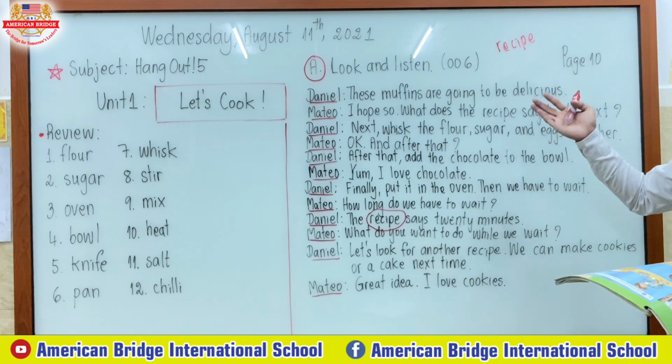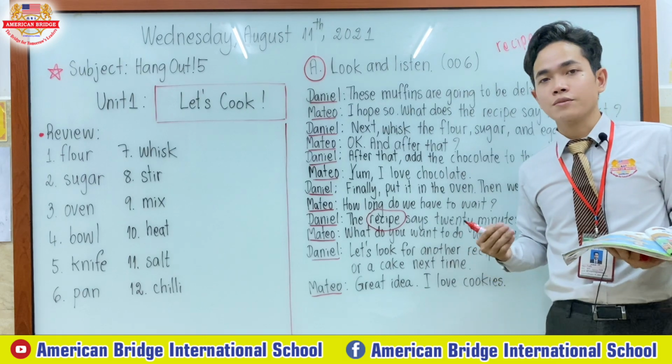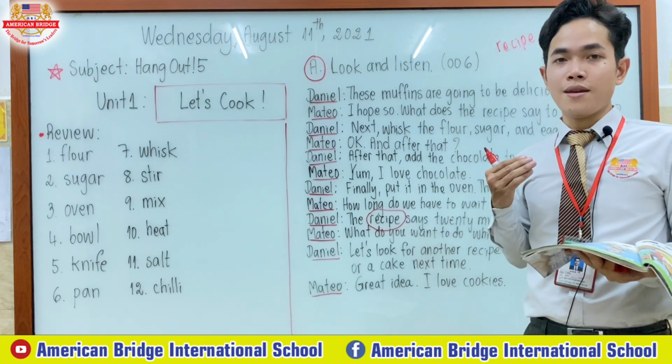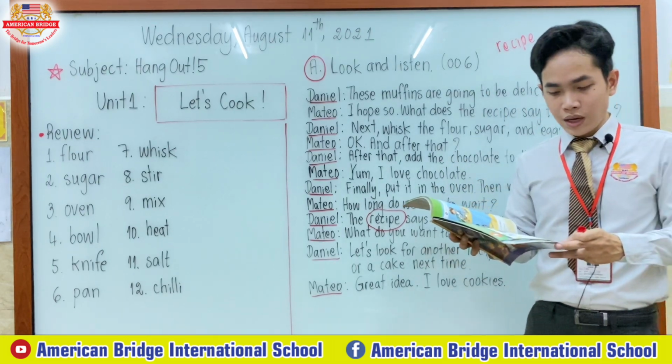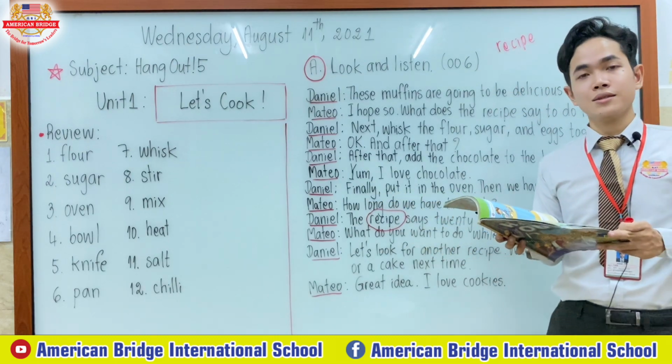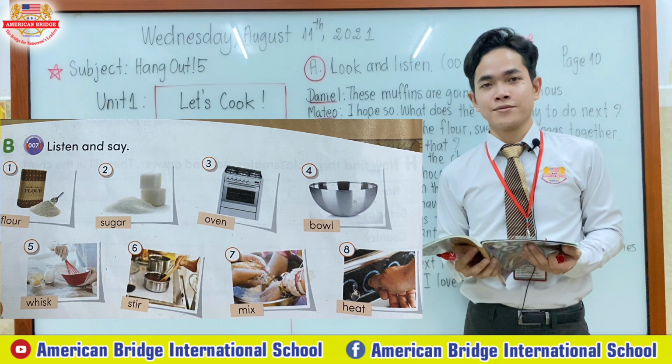Yeah, and in part A, we have completed it already, and now let's move on to another section, which is part B. In part B, what you will do is listen and say the words together. B. Listen and say. Number 1. Flour. Number 2. Sugar. Number 3. Oven. Number 4. Bowl. Number 5. Whisk.